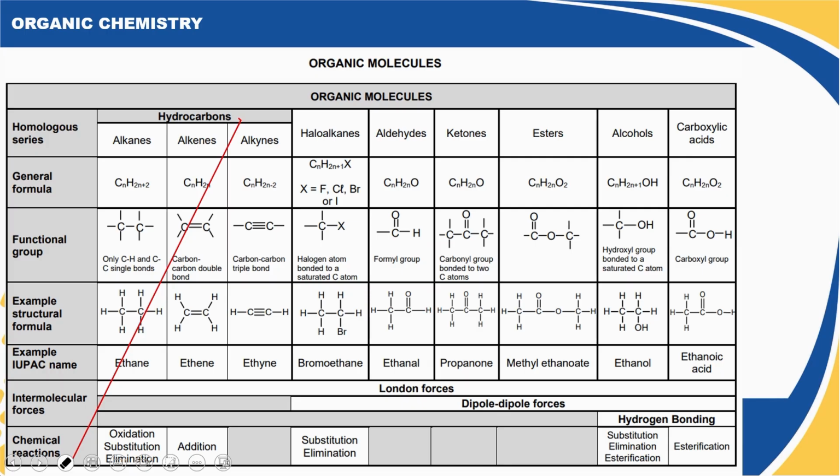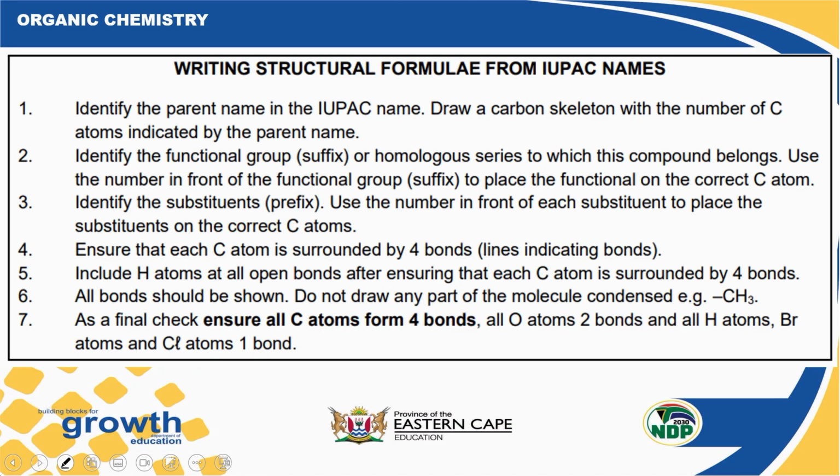Now, from writing the general formula and the functional group, learners should be able to draw the structural formula for each and every organic compound that is taught. A learner should be able to give an IUPAC name for each and every organic compound that has been taught in class. Now, when a learner is writing IUPAC names for organic compounds, there are 7 steps that a learner should follow.